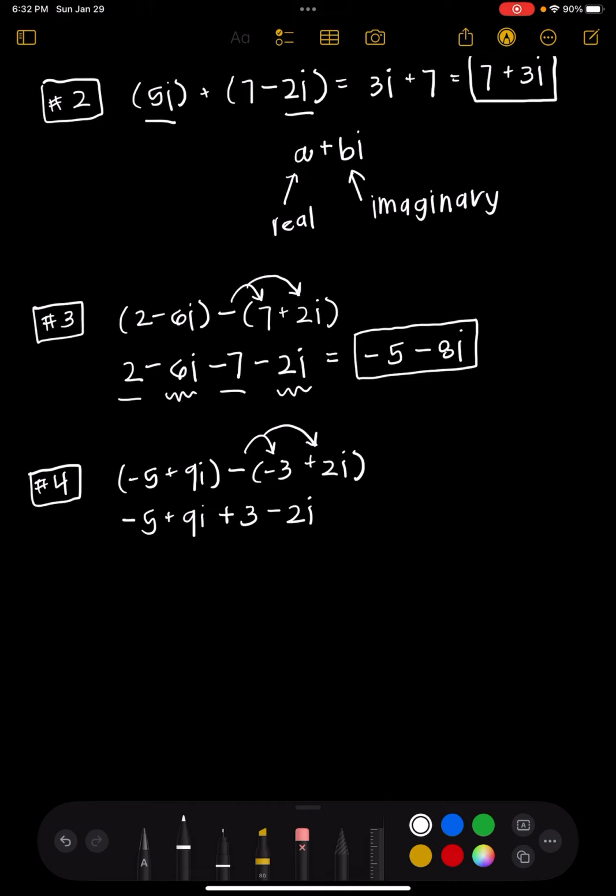Now we're going to combine like terms. And once again, I'm going to start with the real parts. So the real parts are the negative 5 and 3. And negative 5 plus 3 gives me a negative 2. And then we have a 9i and a negative 2i for our imaginary parts. And 9 minus 2 gives me 7. So this would have to be plus 7i. So negative 2 plus 7i is my final answer. And there we have it, how to add and subtract imaginary numbers.